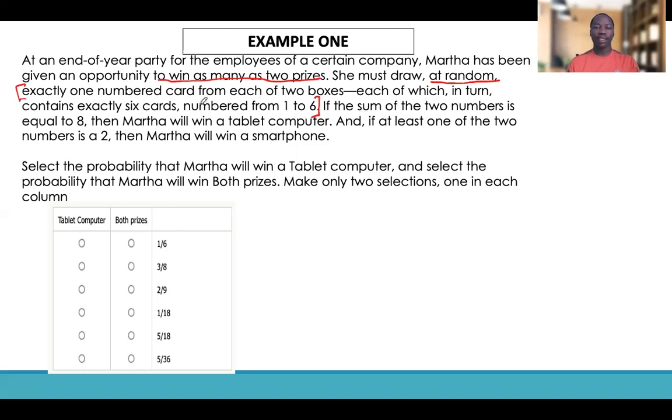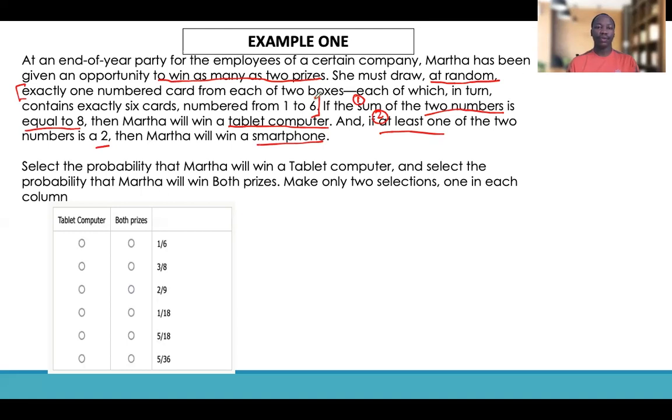If the sum of the two numbers is equal to 8, then Martha will win a tablet computer. This is the first. If the sum of the two numbers is equal to 8, then Martha will win a tablet computer. And if at least one of the two numbers is 2, then Martha will win a smartphone. So this is the second scenario. We're looking for the probability of at least one of the two numbers being equal to 2, then Martha will win a smartphone.